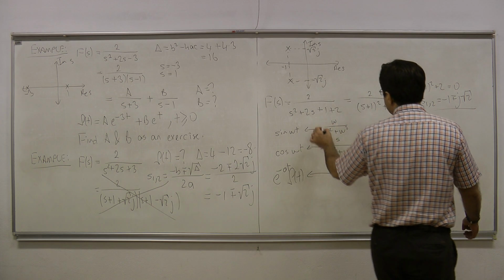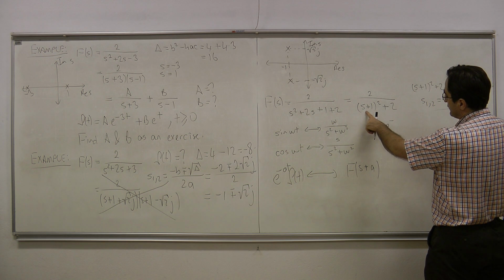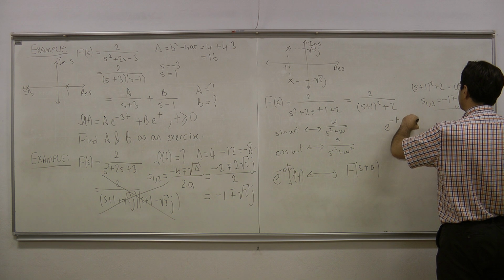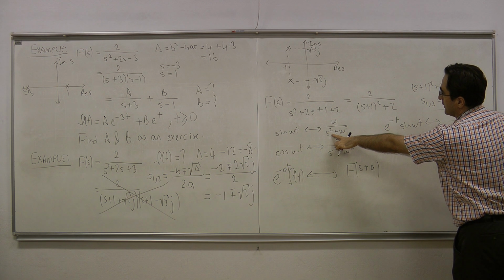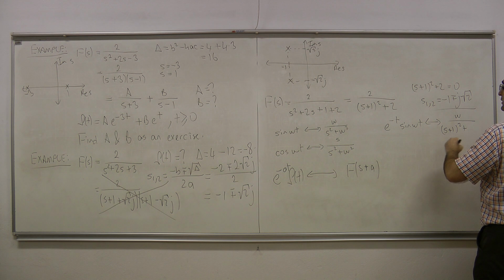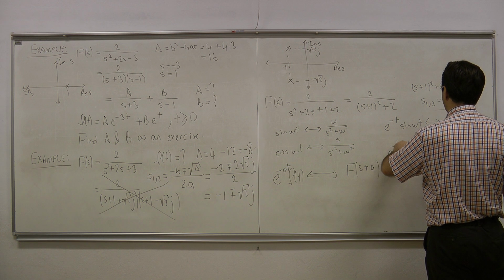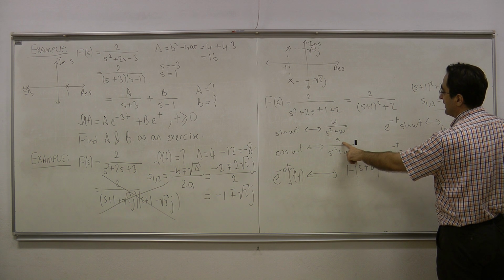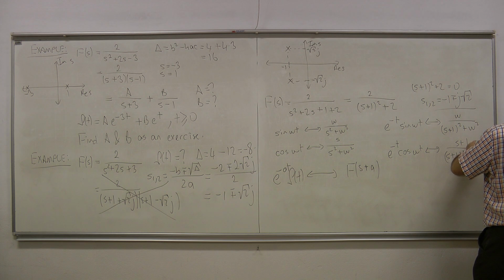So if sine omega t is given like this, then e to the minus, here I have s plus 1, so I will have e to the minus t here. e to the minus t sine omega t is going to have the Laplace transformation, instead of s, I will substitute s plus 1. So I have s plus 1 squared plus omega squared here. And e to the minus t cosine omega t is going to have, instead of s, I will substitute s plus 1: s plus 1 over s plus 1 squared plus omega squared.